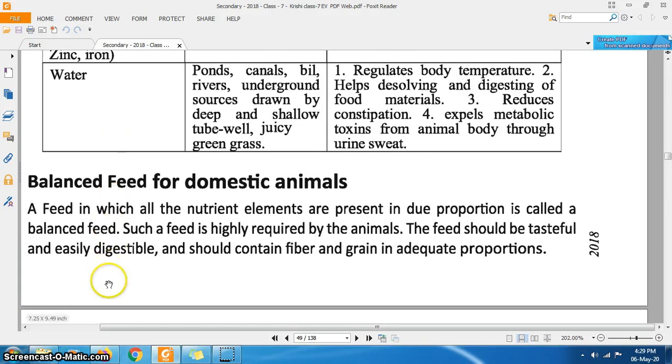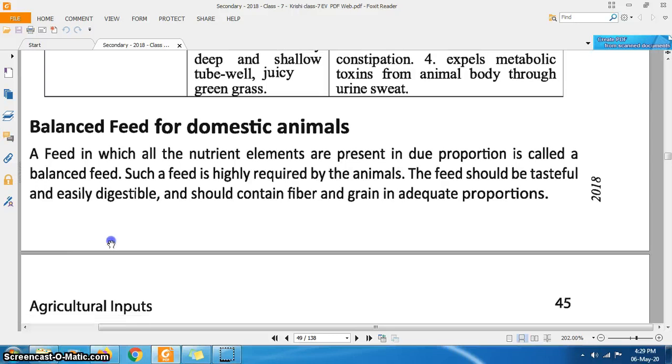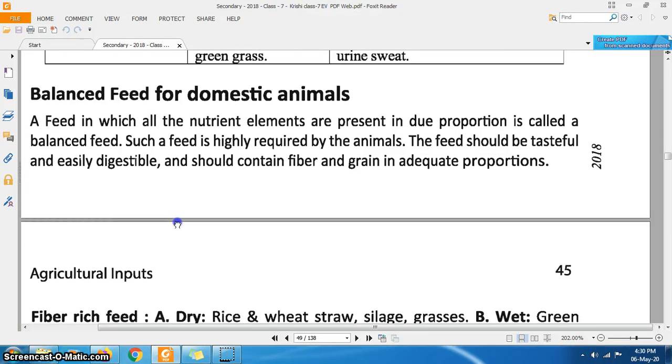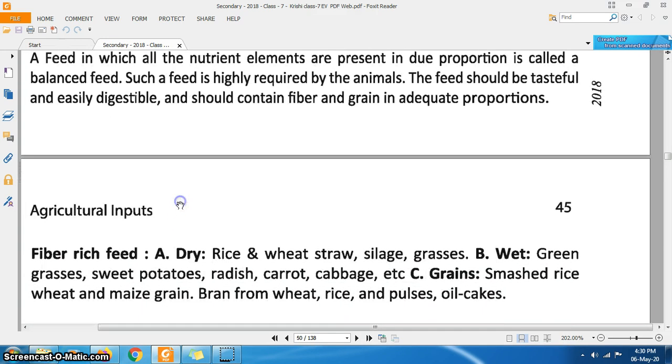Balanced feed for domestic animals. A feed in which all the nutrient elements are present in due proportion is called a balanced feed. Such a feed is highly required by animals. The feed should be tasteful and easily digestible and should contain fiber and grain in adequate proportion.